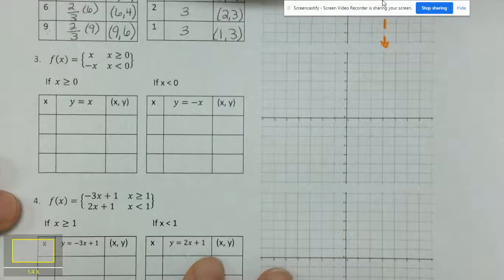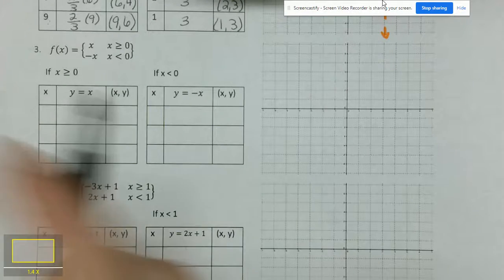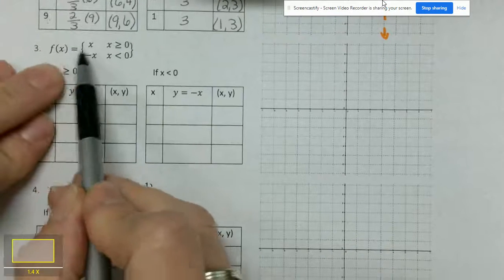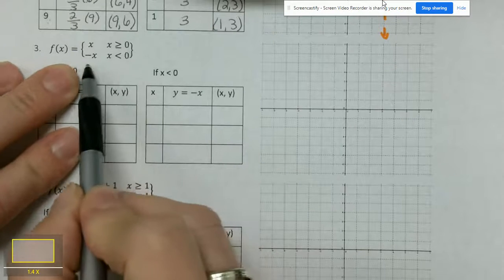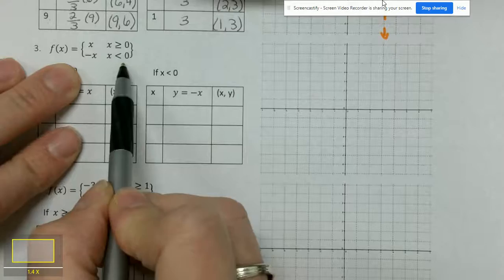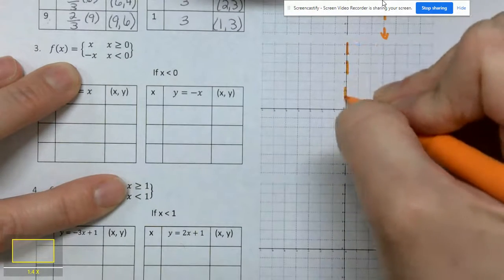Okay, hopefully you have worked 3 and 4, and I'm going to work them, and we're going to see how you did. Now, you had to choose your own points here, so hopefully you remembered what I told you about choosing your own points. Now, you'll notice that number 3 is f of x equals x if x is greater than or equal to 0, and it equals negative x if x is less than 0.